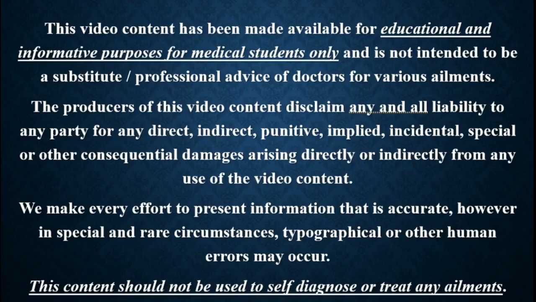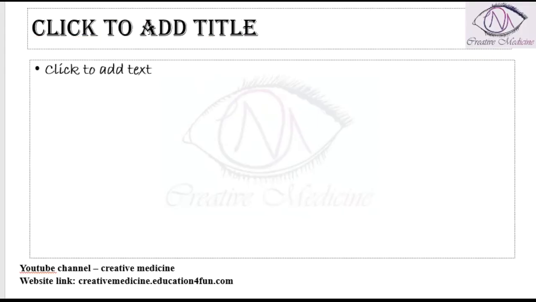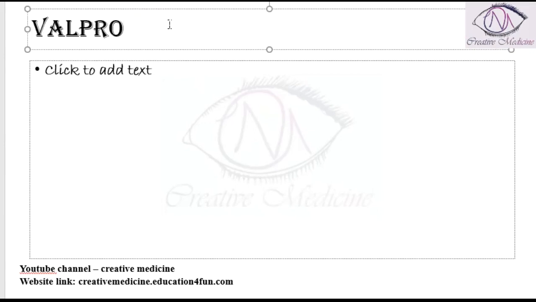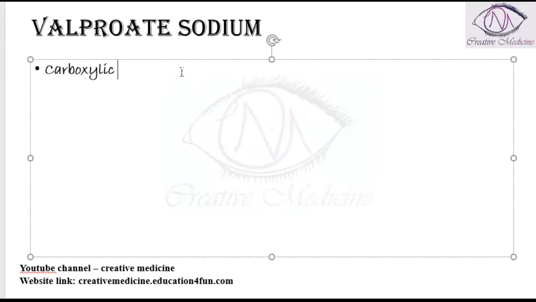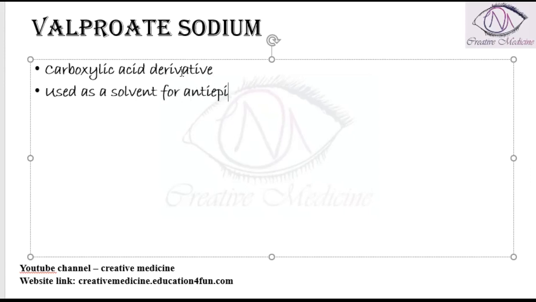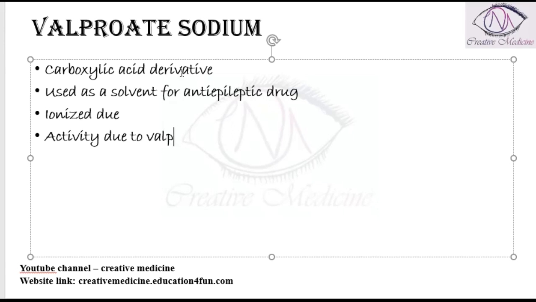In this lecture, we will learn about valproate sodium. Valproate sodium is a carboxylic acid derivative. It is used as a solvent for antiepileptic drugs. Valproate sodium is an ionized drug, and its activity is mainly due to the valproate ions. Valproate sodium has a simple chemical structure.